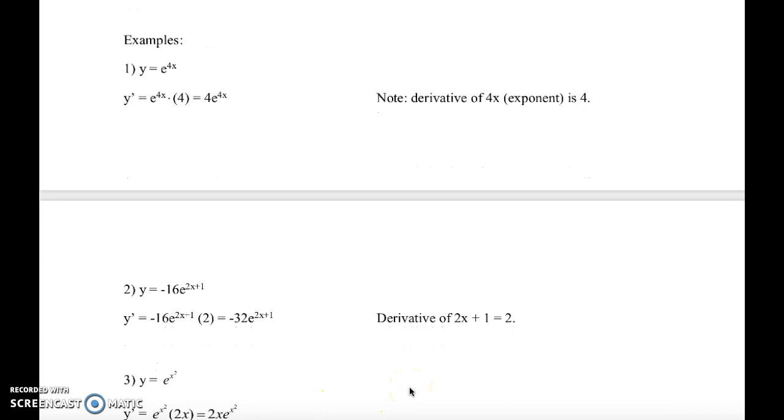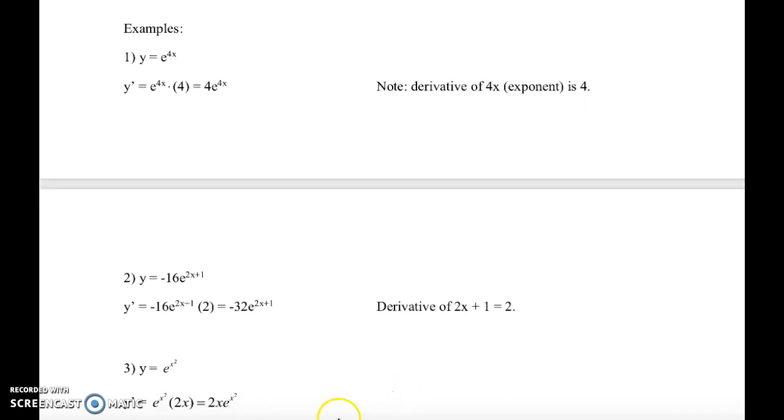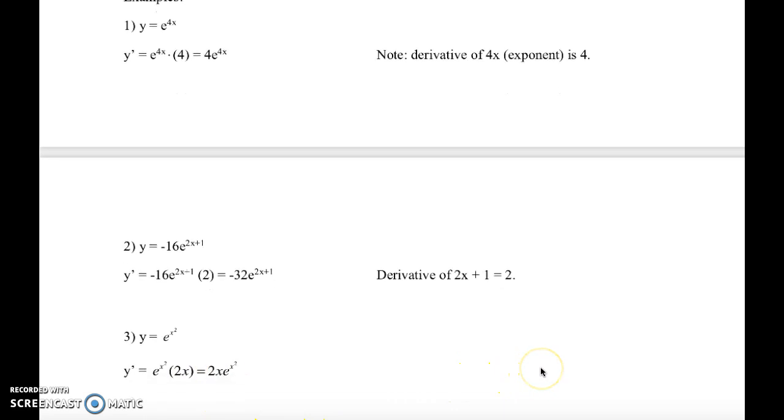All right. If we have something that looks like this with e itself, so if we have y is equal to e to the x squared, okay, we're going to keep our e to the x squared, and the derivative of x squared is 2x, so we're going to multiply by 2x. And we move that 2x to the front, so we have 2xe to the x squared.